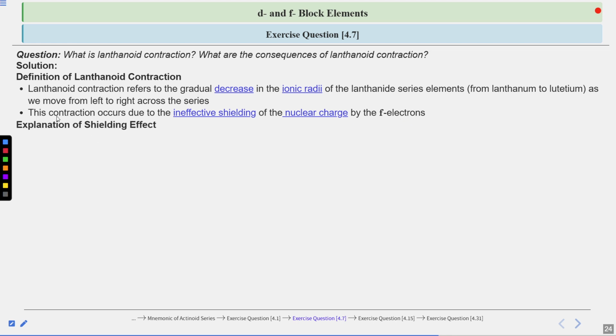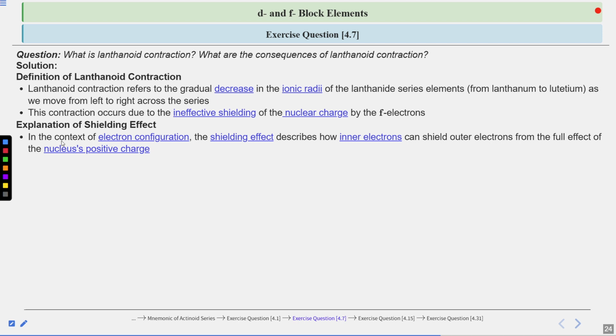Let's explain the shielding effect. If you want to understand the shielding effect in the context of electronic configuration, the shielding effect describes how the inner electrons in an atom can shield the outer electrons from the full effect of the nucleus's positive charge. So as the size increases, the nuclear positive charge increases, and the inner electrons shield the outer electrons from this nuclear positive charge, and this is referred to as the shielding effect. Okay.